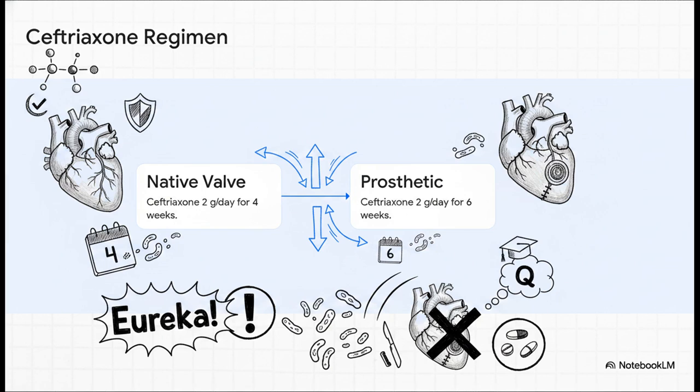The crucial point across the board here is using ceftriaxone at 2 grams per day. You treat for 4 weeks if it's a native valve and 6 weeks for a prosthetic valve. But here's the massive, high-yield takeaway. Incredibly, even prosthetic valve endocarditis from HACEK is often cured with antibiotics alone, no surgery needed. That's a huge exception compared to other gram-negative prosthetic valve infections, making it prime testing material. Seriously, don't forget that one.